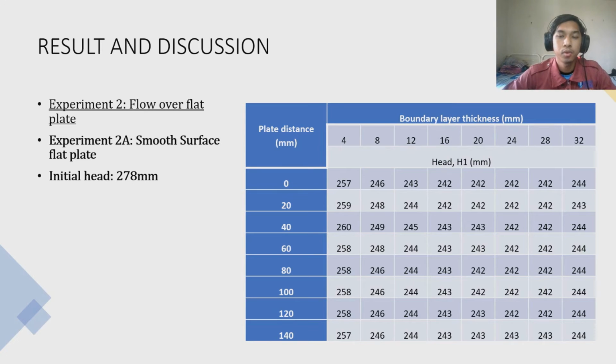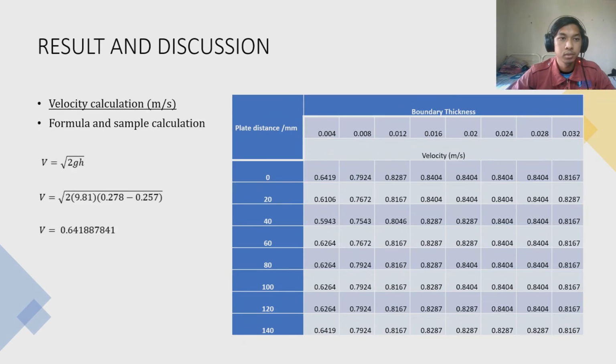My name is Muhammad Yusof bin Salahuddin, MA18225. So I will continue with the result and discussion for experiment 2, which is flow over a flat surface. First is experiment 2A for the smooth surface flat plate. The initial head that we use is 278 mm. So here is the data of the head for all of the parameters.